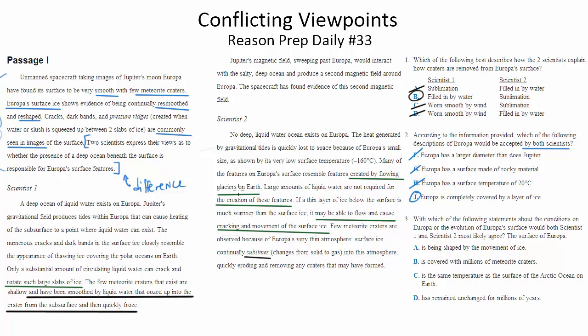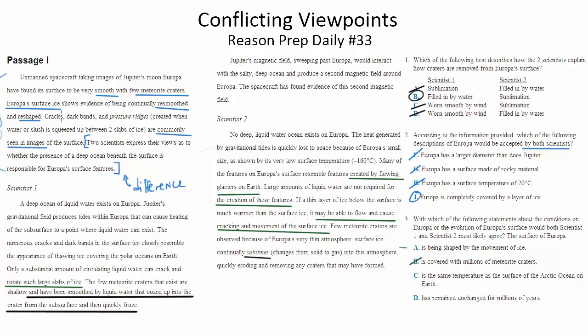So what are they both saying about the surface? Well, they both agree that the surface of Europa is covered with thick, deep slabs of ice. Both of them agree that the ice is moving, right? Here they're being rotated. Here it's just moving because of this thin layer of ice beneath the surface. They disagree on whether or not there's a reservoir of an ocean underneath these slabs of ice, but more or less they agree on everything else. So let's see. The surface of Europa is being shaped by the movement of ice. Yeah, both of them talk about the movement of ice. That looks pretty good.